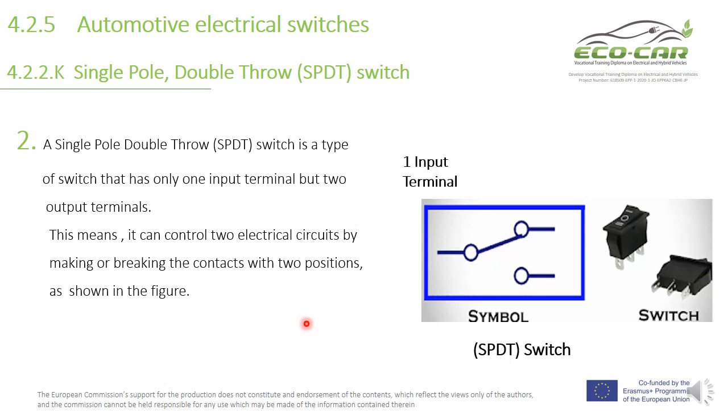We have here one input terminal with a single pole. We have here two output terminals. This first terminal, this second terminal. This is throw number one. This is throw number two. This means that there is a circuit here and there is also another circuit here. And this is the shape of the single pole double throw switch.